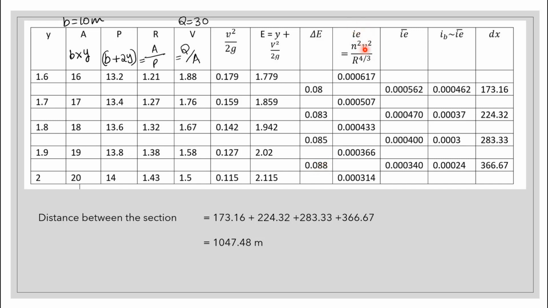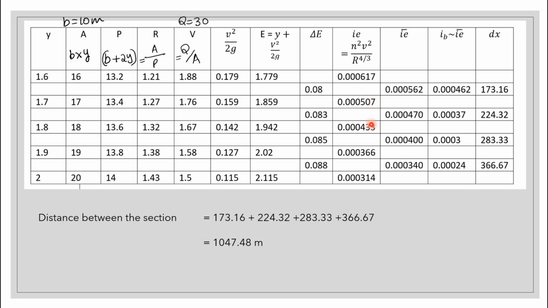Okay. Now we will calculate the total energy line slope using the equation n square v square by r raised to 4 by 3. N square is from Manning's coefficient, 0.015 here, which is given. If Chezy's constant is given, the equation is different: V square by C square R. From this equation, just apply the values for each. Here velocity is 1.88 and radius is 1.21. Just apply the values in this equation and you will get the slope of the energy line.